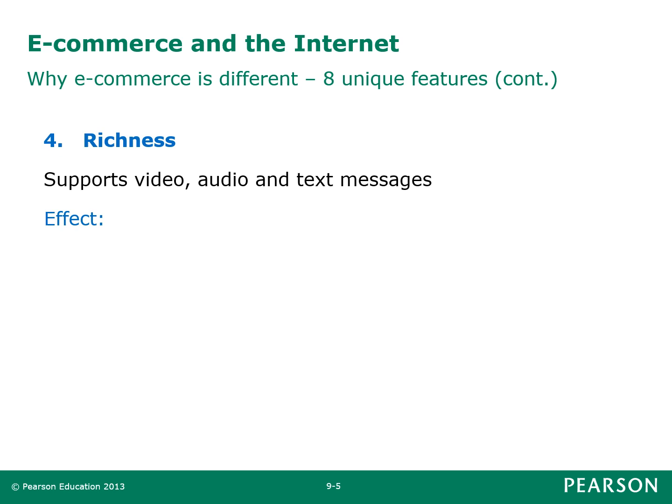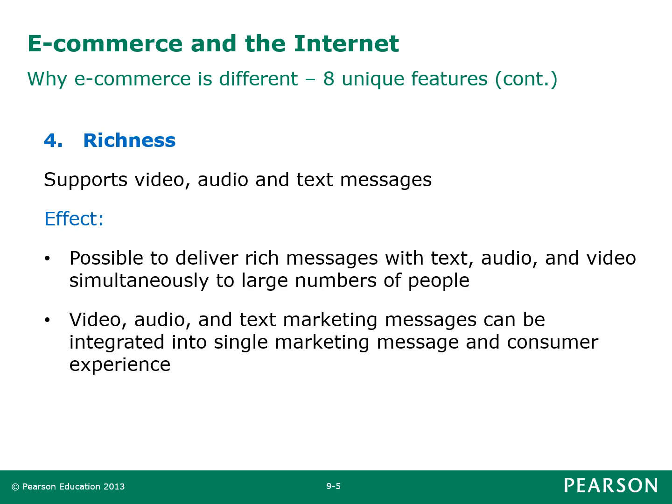Richness refers to the variety of possible content that the internet supports in order to reach as much of the audience as possible. This content could be messages with text, audio, or video that can be streamed simultaneously to a large number of people.